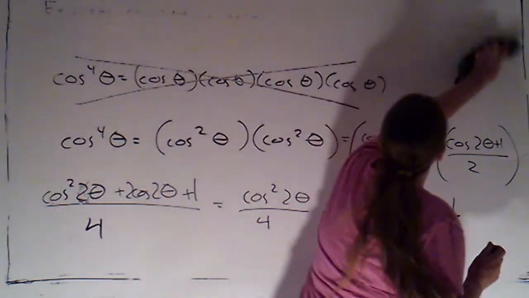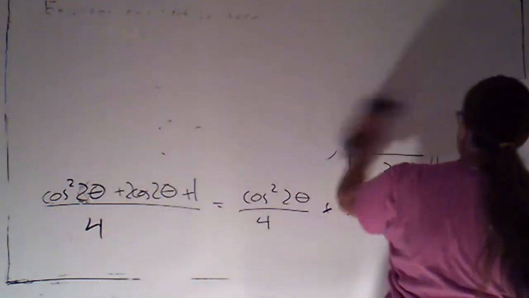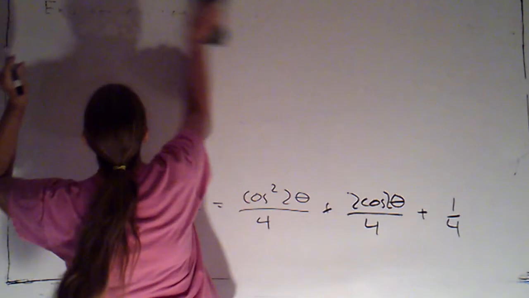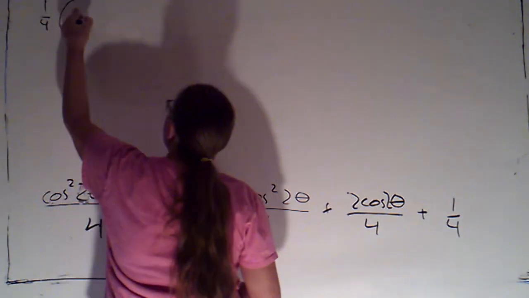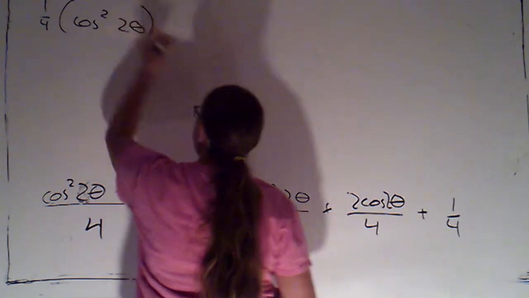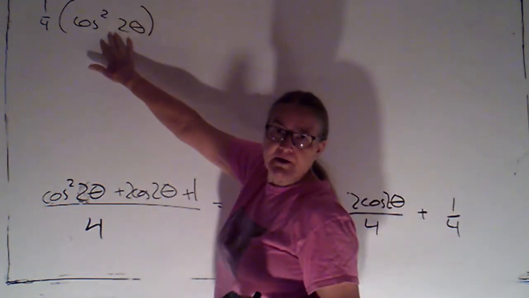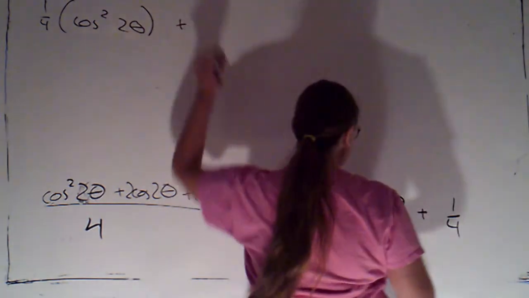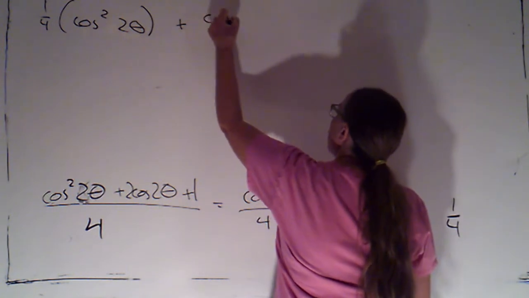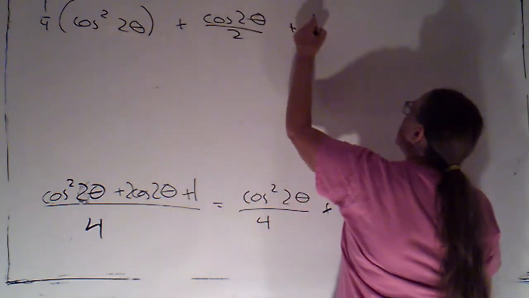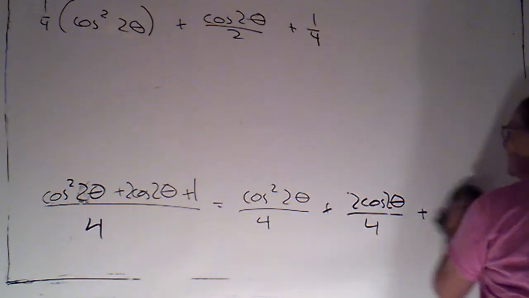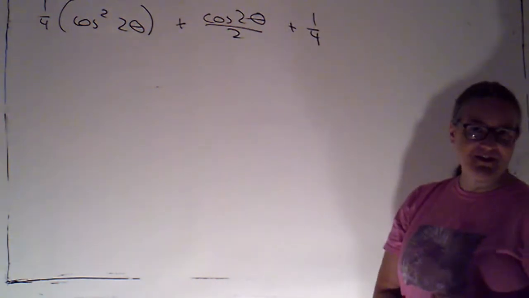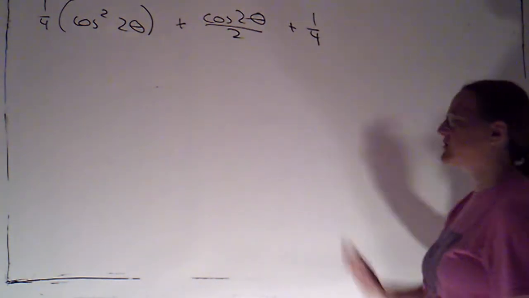Okay. So let me just recopy what I have to clear up some board space. I'm going to just write that first term as 1/4 of cosine squared 2 theta, because I'm going to use the power reducing formula on this part. Once I've done that, I'll just multiply it by the 1/4. Plus, we said this reduces to cosine of 2 theta over 2 plus 1/4. In the process of doing this, I erased the power reducing formula, which I need to use again. So I'm just going to write it down again.